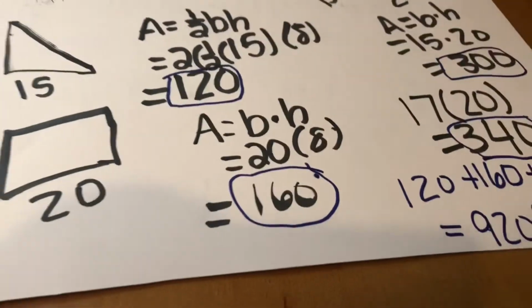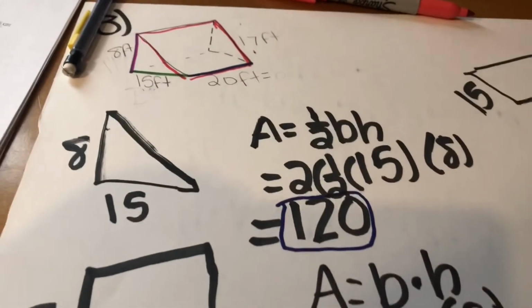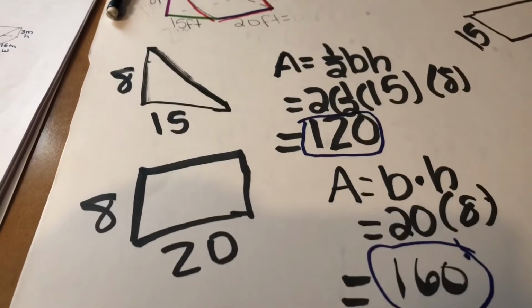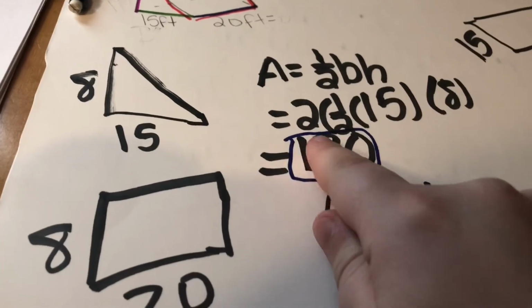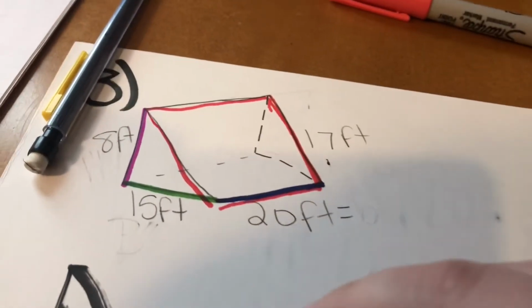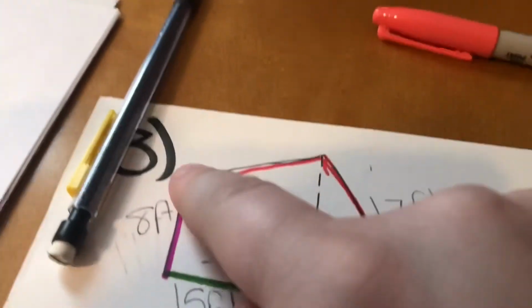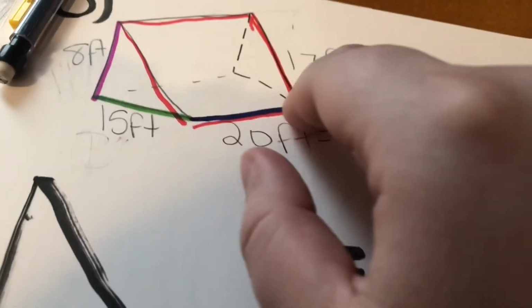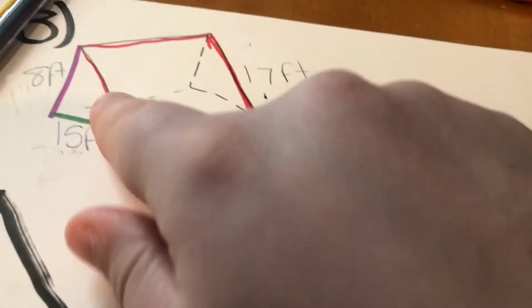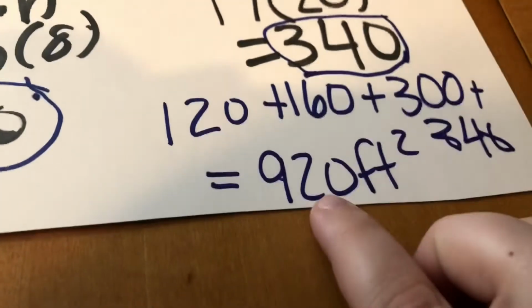I was having a hard time keeping my paper still, so I had to use something to hold it down. And then this one took a while. So you have technically 2 triangles. Well, we used the 2. One of these, 8 and 20. So that one was this right here. And then you have 15 and 20, which is the bottom of this shape. And then 17 and 20, which is the top of our shape. Once again, our final answer is 920.